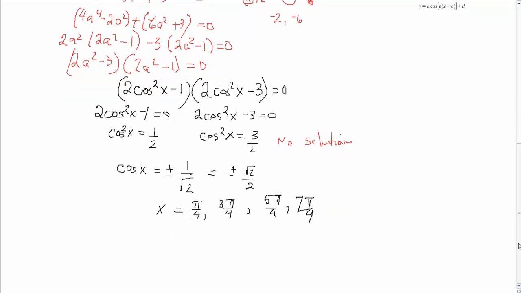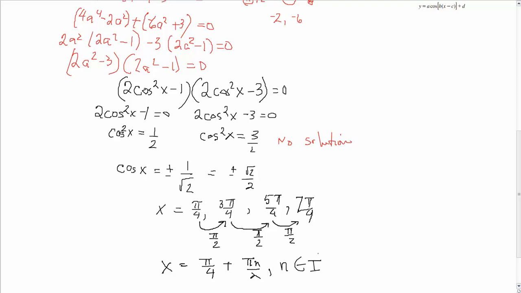Now, if we're not given a specific domain, we need to write this in its general equation. And what we should notice is that each one of these is an increase of pi over 2. I'm just adding pi over 2 each time. And so I can rewrite this in its general form. X is equal to pi over 4 plus pi n over 2, where n is an integer. And that is the solution to this trig equation.